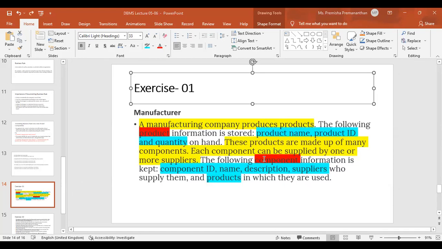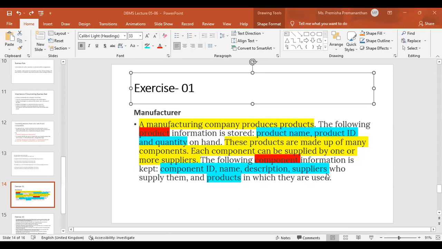Products in which they are used is not consonant. Okay, so here the final one we will discuss. This is also one attribute, and that attribute is also one entity. So product is already there as an entity, and that entity comes as an attribute to another entity. So that's a special case we will discuss.